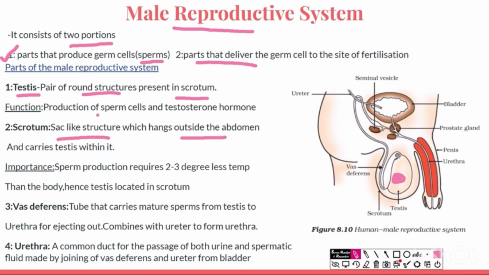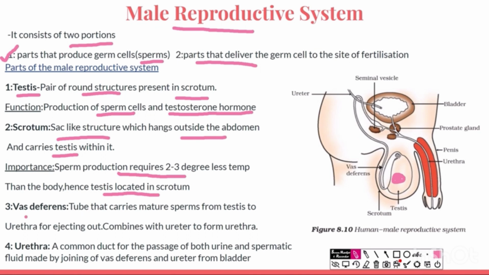The testes, along with the production of sperms, also form the testosterone hormone, which I told you is the sex hormone in males. That is also produced by the testes only. So the scrotum carries the testes, and this is because the sperm production requires 2 to 3 degrees less temperature than the body. Hence, testes are located in the scrotum outside the body.